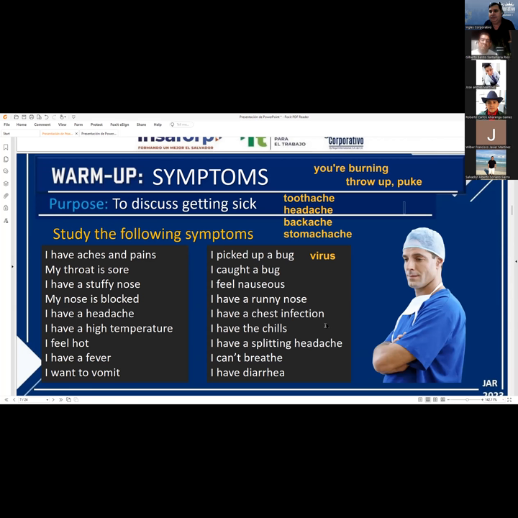I have the chills, escalofríos, right? I have the chills. All the hair rises in your body, your arms, etc. So I have the chills. I have a splitting headache. It's a terrible headache. You feel that your head is going to explode. I have a terrible headache.